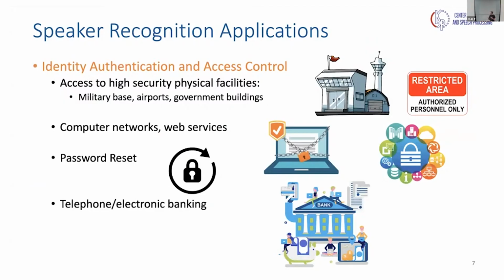Also, another common application is identity authentication and access control. For example, you want to access a high security facility. You could have, for example, a military base, an airport, a government building. You could have some kind of identity card, but that could be stolen. So to get access to this restricted area, you could have the combination of the identity card plus some biometric modality, for example, speaker recognition.